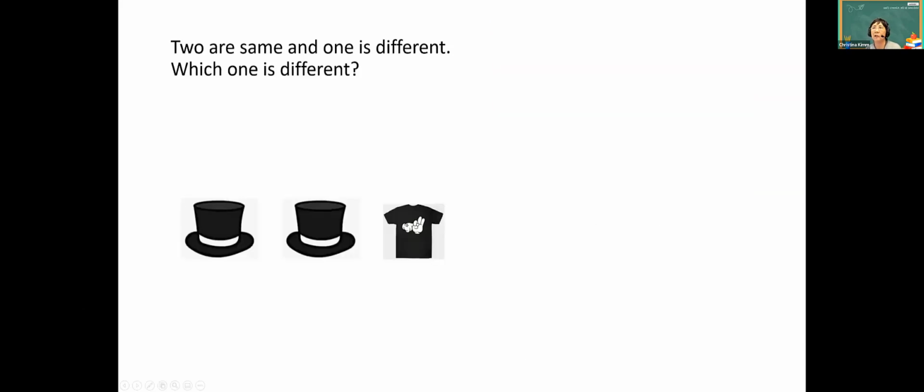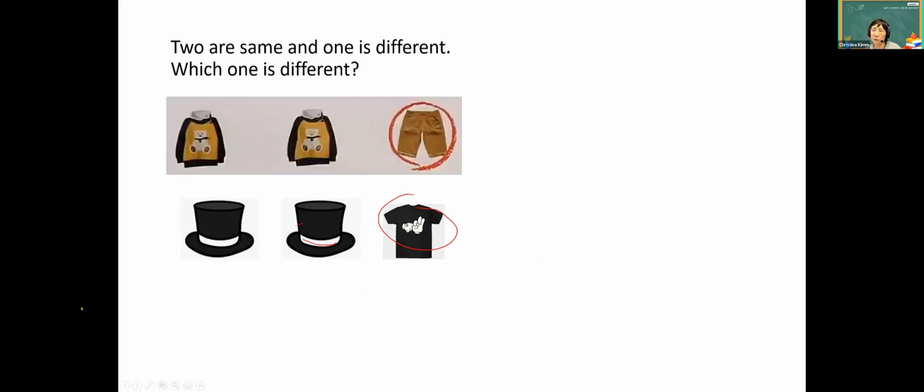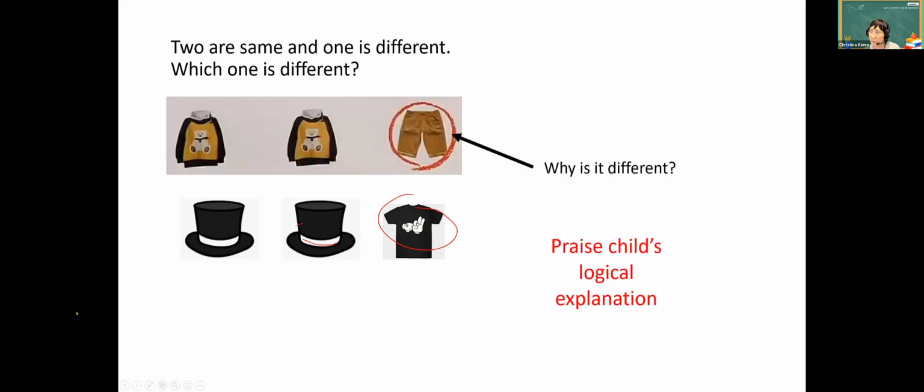Okay, here's another one. Two are the same and one is different. Which is the different? This is different, right? But why? Somebody will say it's a shirt and the other ones are hats. Somebody will say this one is white, the band will go around, but this one has fingers. That can be different. But no matter what, the child's logical explanation has to be praised. Correction comes next. Because it is also thinking out of the box.